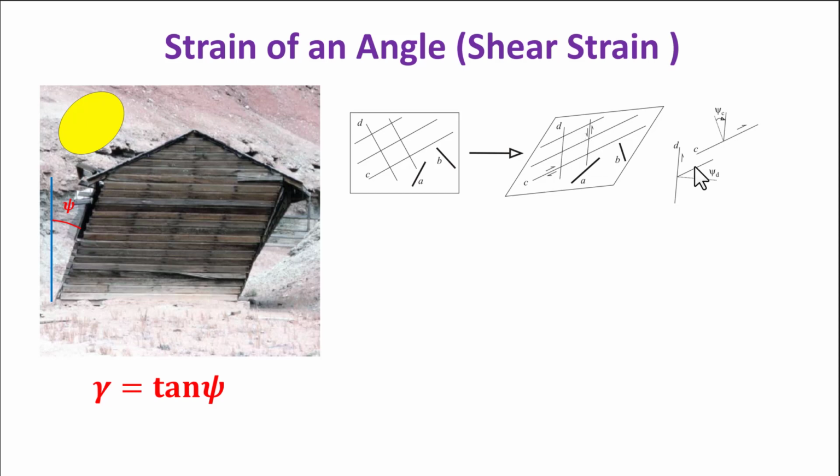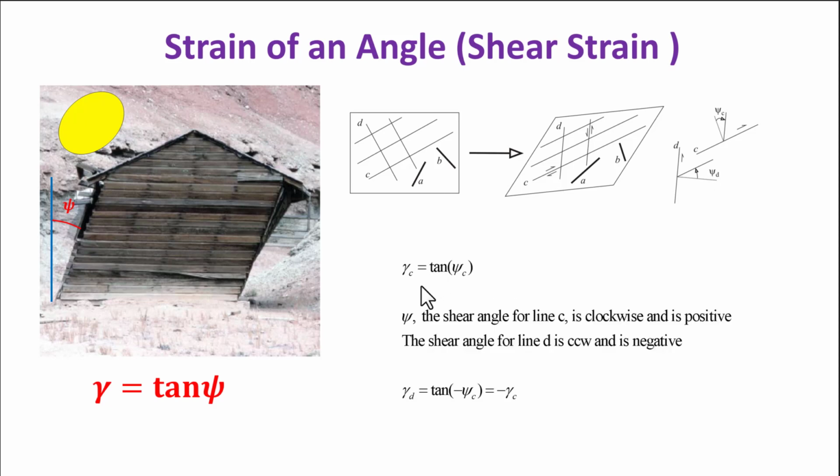Line D also has a shear angle. C was orthogonal with it in the undeformed state. C is now rotated counterclockwise for the amount of psi D. So, the shear strain for line C is this, gamma C, and the shear strain for D is gamma D. Because C and D are a pair of orthogonal lines in the undeformed state, their shear strains are equal in magnitude, but opposite in sign.